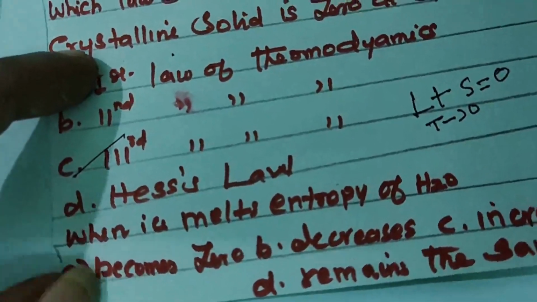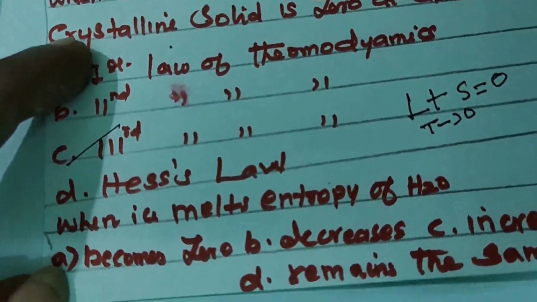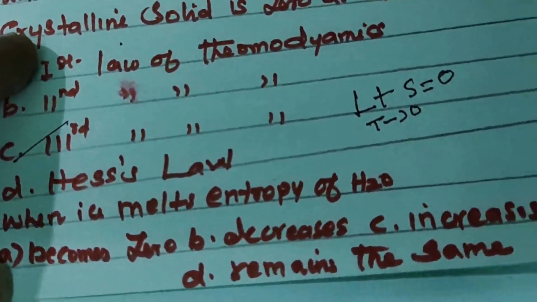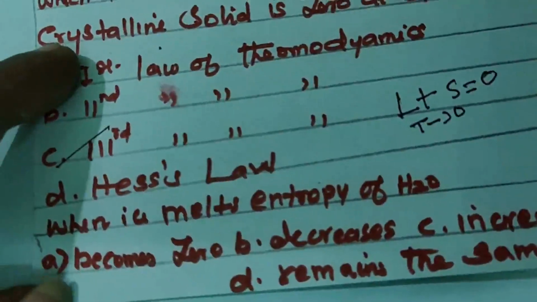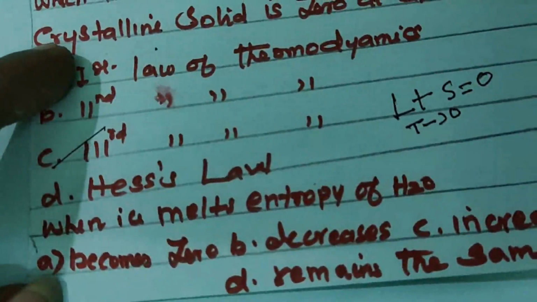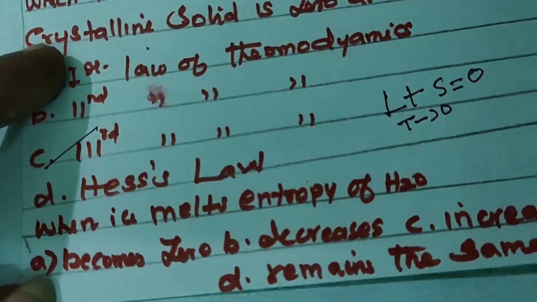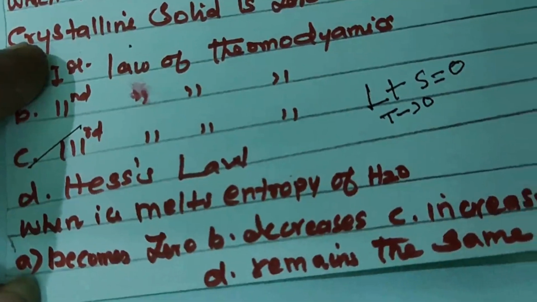When ice melts, entropy of water becomes 0, decreases, increases, or remains the same? When ice melts, ice means solid, melt means liquid. The disorder of solid is less than liquid, less than gas. So when gas forms, entropy is more, then liquid, then solid. In solid, the ordered state is more, so entropy is least. So when ice melts, the entropy increases.